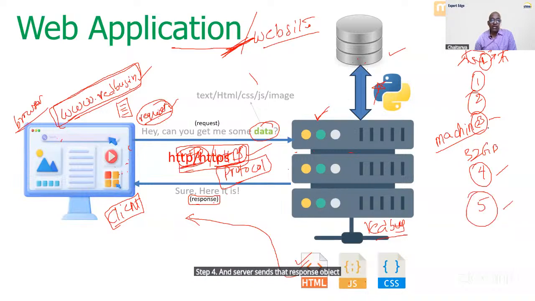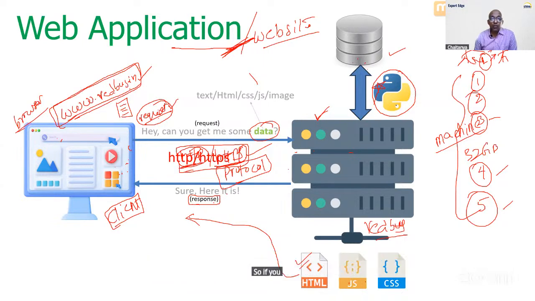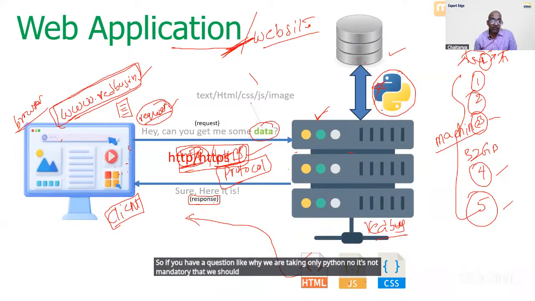Step five. So these are all the steps that will be performed by the server, but it cannot be done by itself alone. The server needs some programming language help. So here we are taking the help of the Python programming language. If you have a question like why we are taking only Python, no, it's not mandatory that we should take only Python. Here you can take the help of Java or .NET or Node.js.